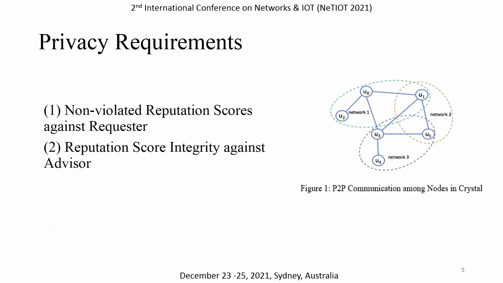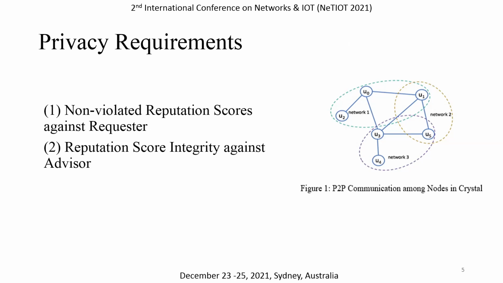Okay, and this is the privacy requirement for the network. In our model, we need to focus on the privacy requirements, and there are two aspects. First of all is the non-violated reputation scores against the requester. And the second aspect is about the reputation score integrity against the advisor. So that means we need to guarantee the privacy for both the requester and the advisor.